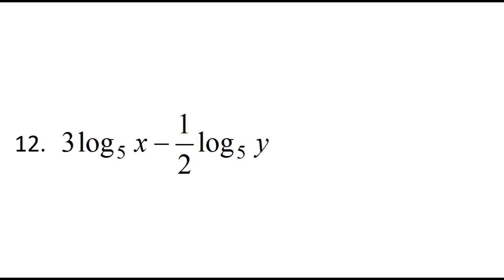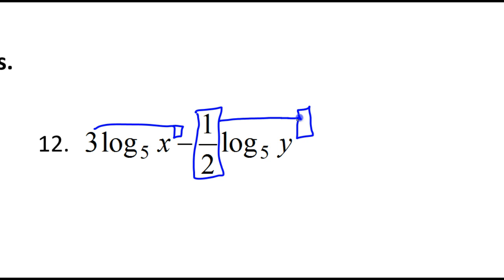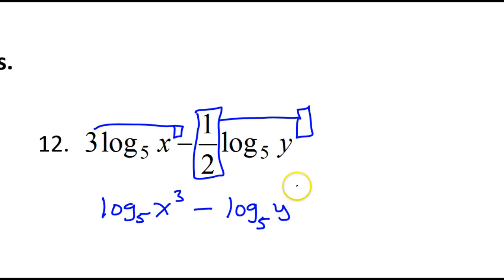Okay, take a look at number 12. Again, when you're condensing, the first thing you want to do is take care of your power rule. So this 3 is going to become the exponent. And this 1/2 is going to become the exponent. So this is going to be rewritten as log base 5 of x to the third power minus log base 5 of y to the 1/2 power.